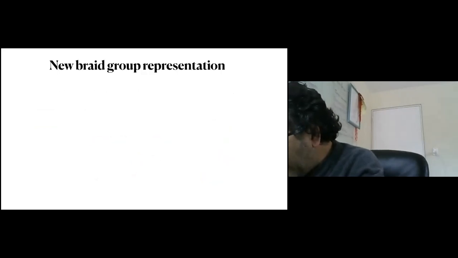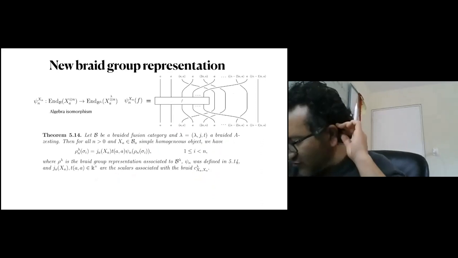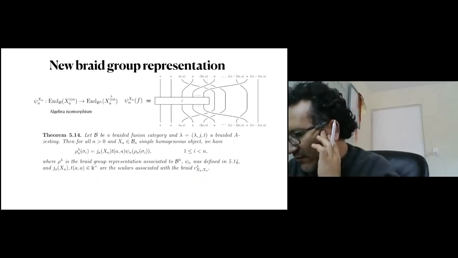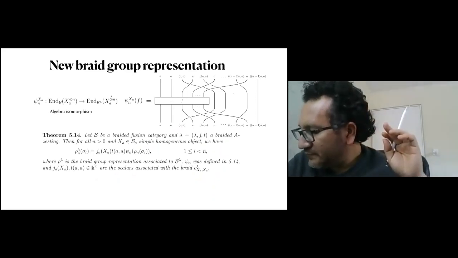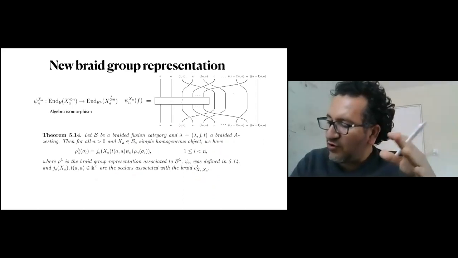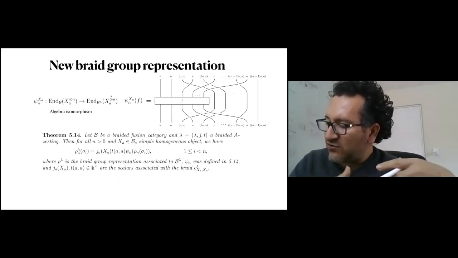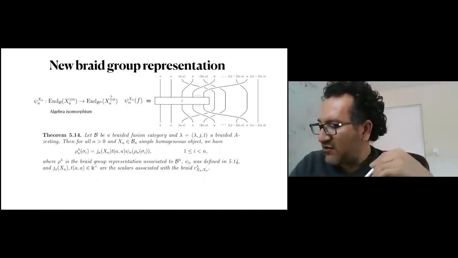Well, in the paper there are more results, but we don't have time to talk about this. But one natural question is what happens with the new braided representations associated with this, because you know that when you have a braided fusion category, you have for any object a representation of the braid group. So one natural question is whether there is a relation between those representations, and the answer is yes.